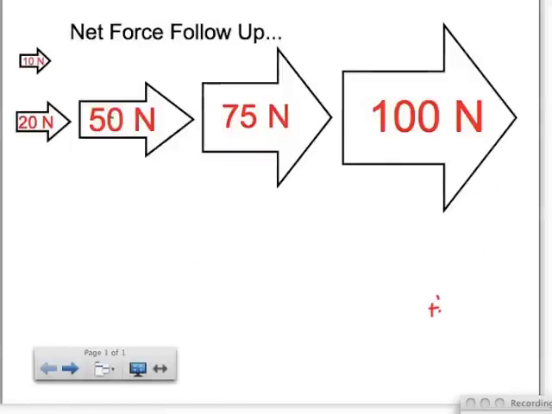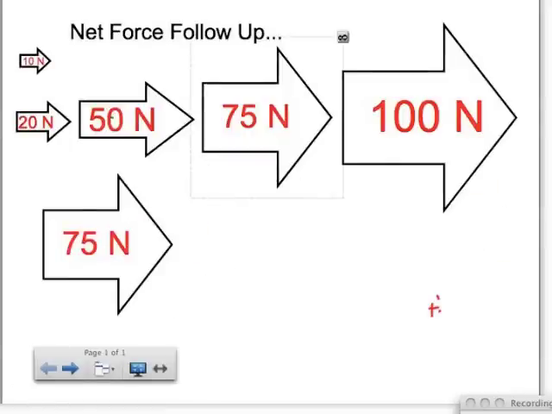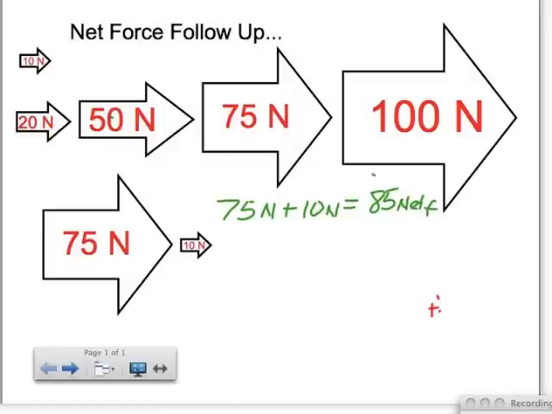Okay, let's say for instance I take 75 newtons and I add another 10 newtons to it. So they're both moving in the same direction. Okay, so they're kind of assisting each other. So what I would end up with is 75 newtons plus 10 newtons. So I end up with 85 net force. And that's moving to the right.